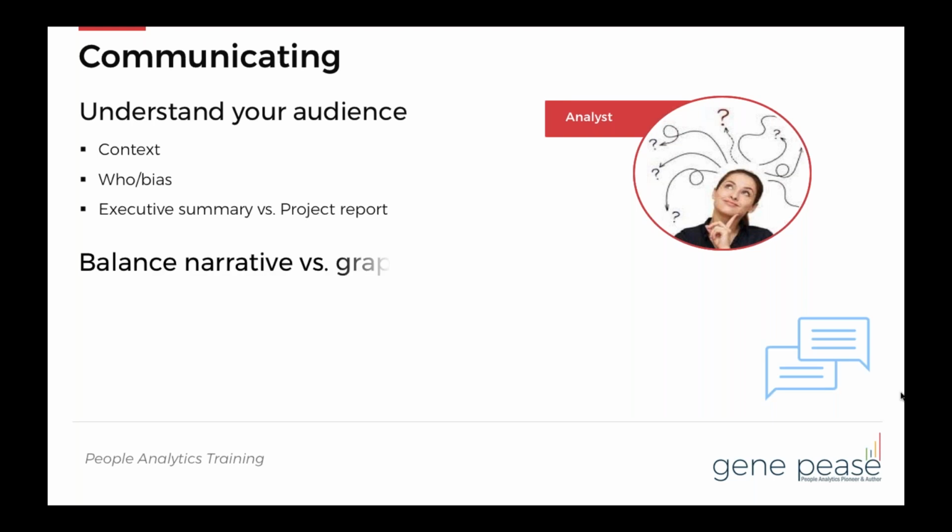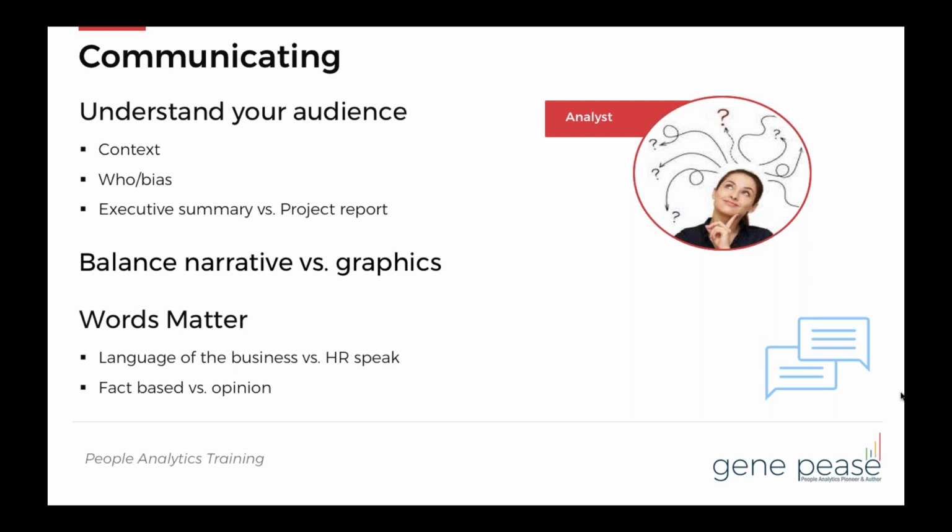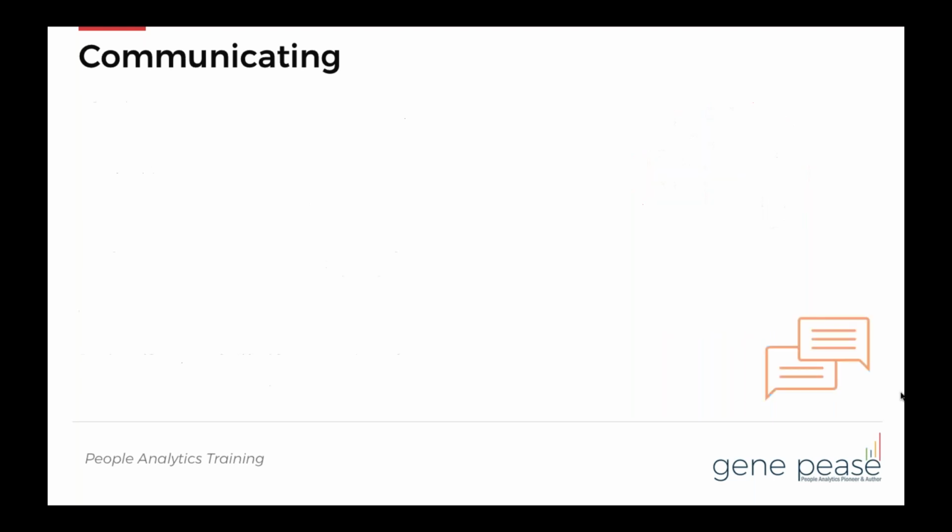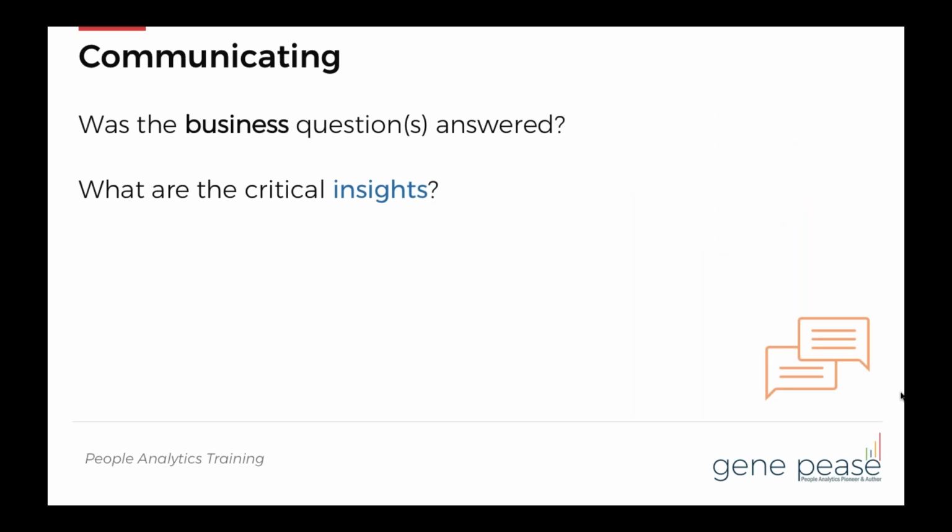You have to balance the narrative and graphics. Early in the days, we did mostly narrative. We then kind of overcompensated with graphics, and now a balanced report would have a balance of both narrative and graphics. And then make sure that your words really matter. Speak the language of the business versus HR speak, and make sure it's fact-based versus opinion. So go back then and make sure you've answered the business question. What are the critical insights? And what are the critical recommendations?